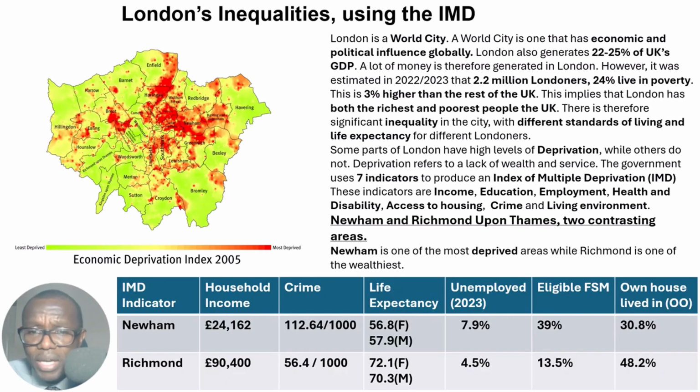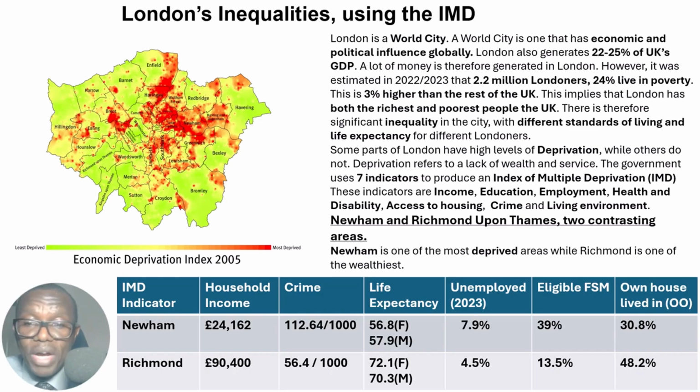Now, having said that, however, it was estimated between 2022 and 2023 that 2.2 million Londoners, 24%, live in poverty. Now, this is 3% higher than the rest of the UK, because the rest of the UK is at 21%. Now, this implies that London has both the richest and the poorest people in the UK. There is therefore significant inequality in the city, with different standards of living and life expectancy for different Londoners. Some parts of London have high levels of deprivation, while others do not.